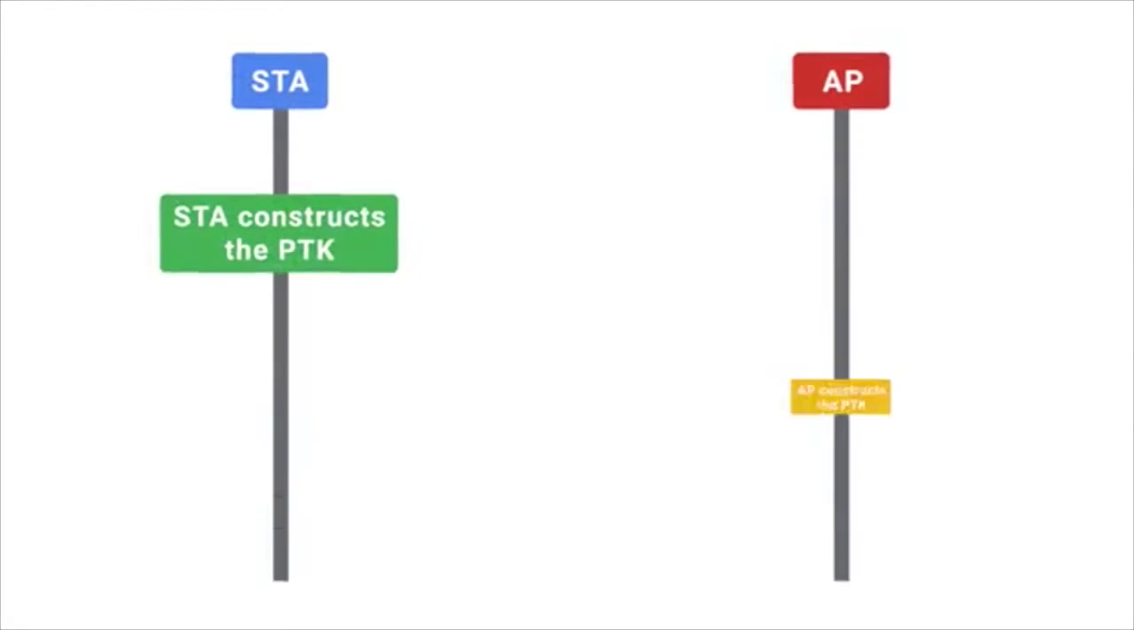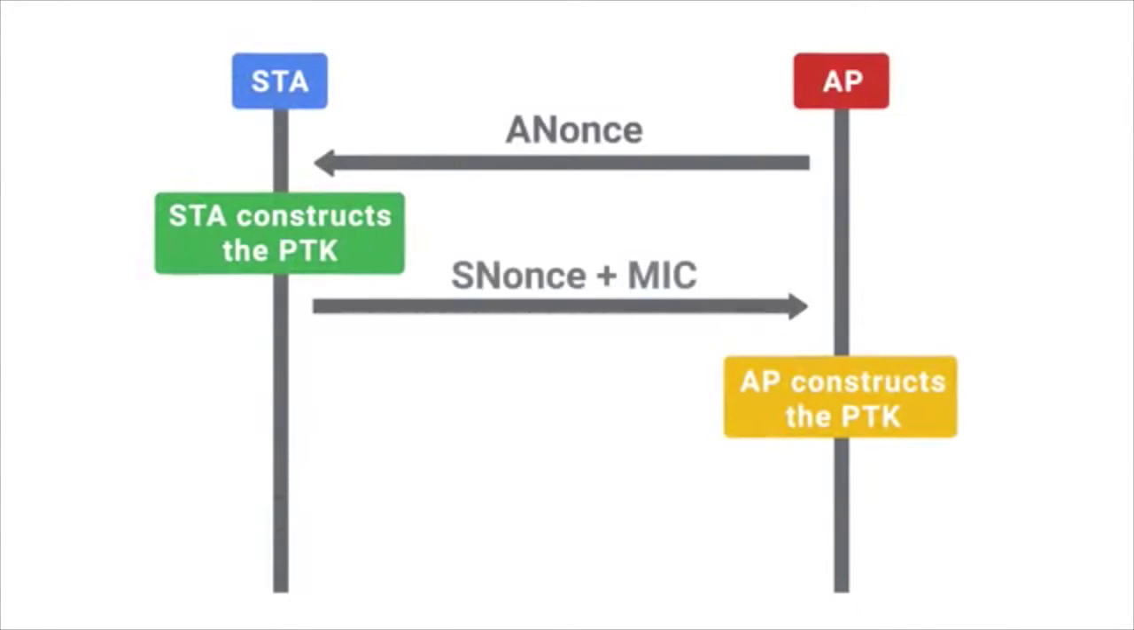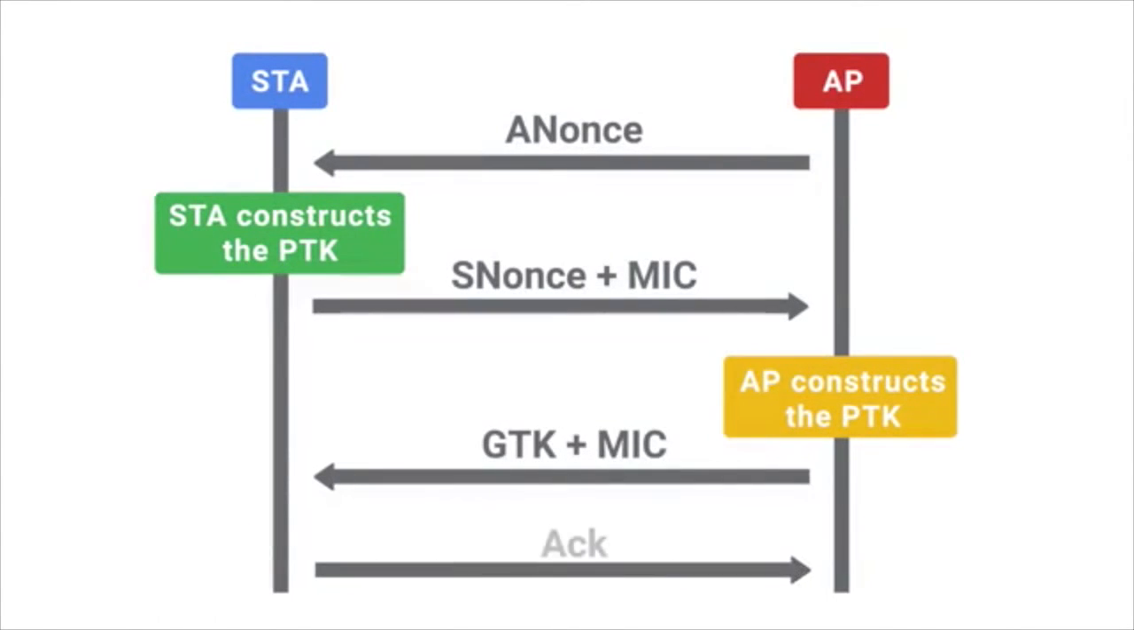That's a lot to take in, so let's recap. The 4 messages exchanged, in order, are: the AP sends a nonce to the client, then the client sends its nonce to the AP, the AP sends the GTK, and the client replies with an ACK, confirming successful negotiation.